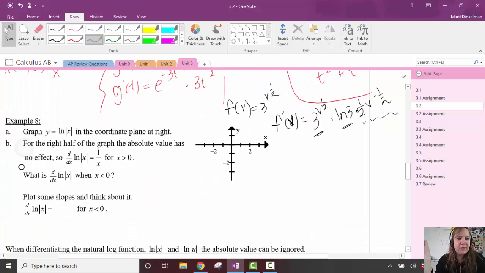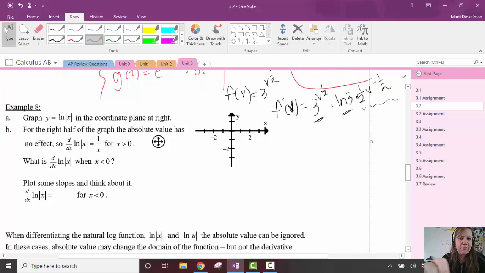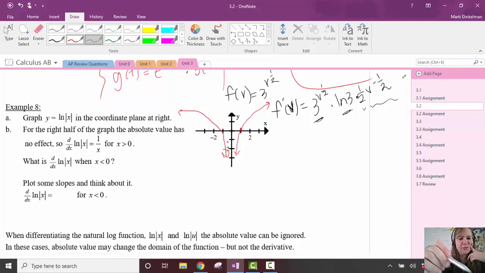Okay, example 8 here, so the graph of natural log. I kind of wish they didn't make me work too hard at finding this, but I know natural log of 1 is 0, so natural log looks basically something like this. And then if I get to absolute value x, then I'm allowed to just copy this other side. Okay. So for the right half of the graph, the absolute value has no effect.